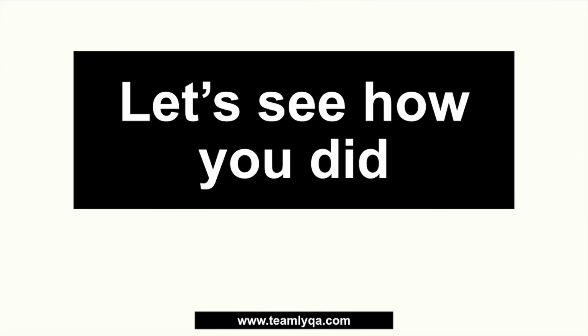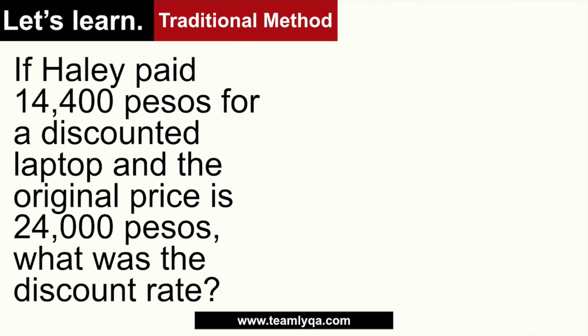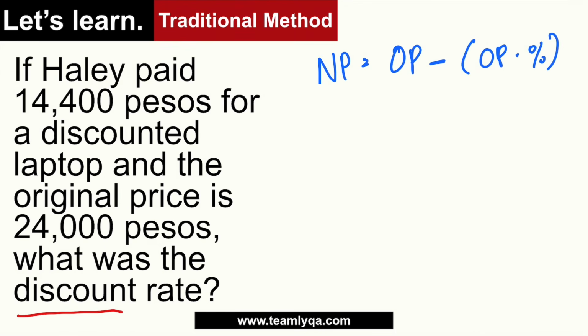All right, let's see how you did. Okay, let's start with yung ating traditional method. Sabi, if Haley paid 14,400 pesos for a discounted laptop and the original price is 24,000 pesos, what was the discount rate? In this case, discount naman pinag-uusapan natin. Bumaba yung presyo. Okay? So again, if you want to use the formula, you will have the new price is equal to the original price. In this case, dahil nag-discount siya, so minus the original price times the percentage rate na hindi natin alam.